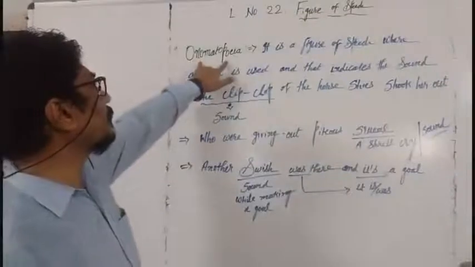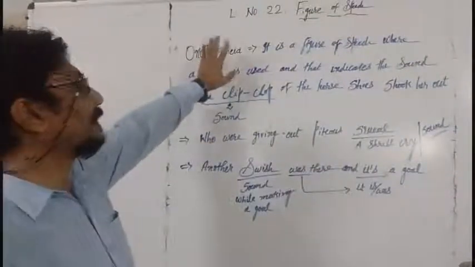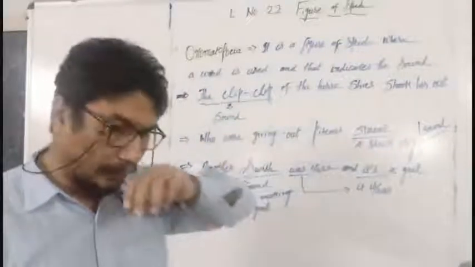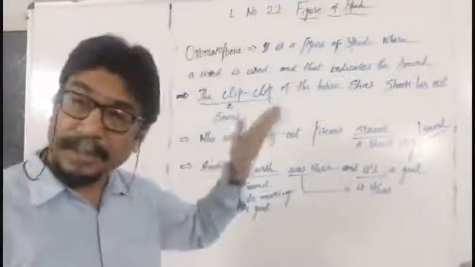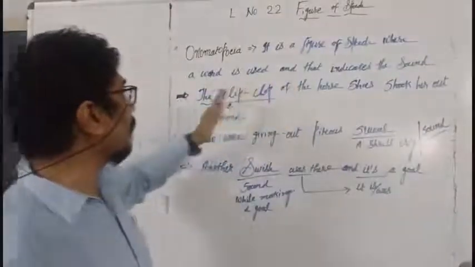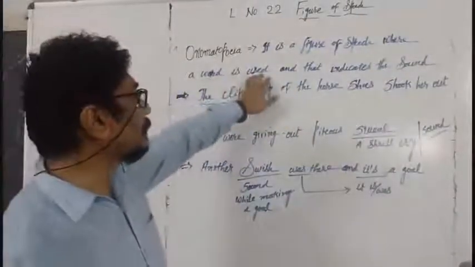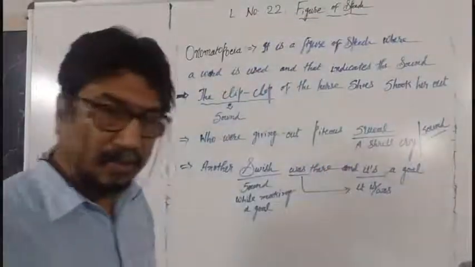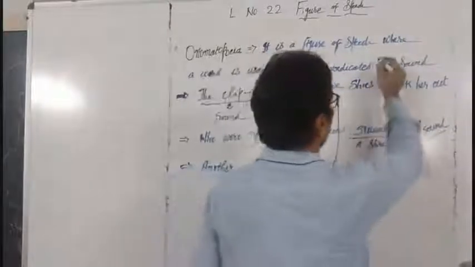The name of this figure of speech is onomatopoeia. Once again, onomatopoeia. What is the characteristic of this figure of speech? It's a figure of speech where a word is used and that word indicates the sound. The most important thing is that it indicates the sound.